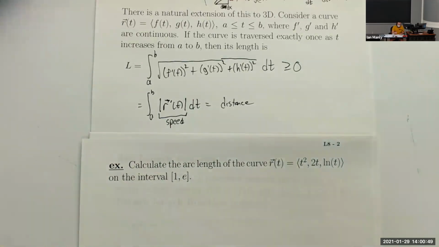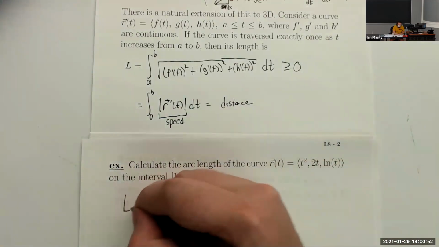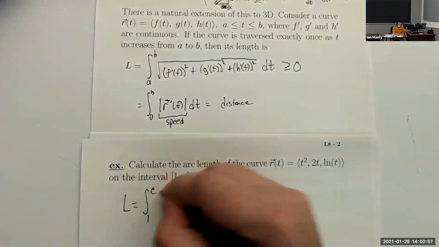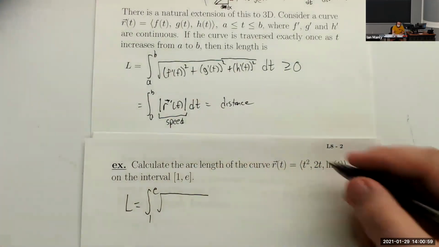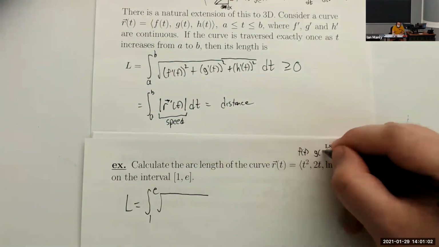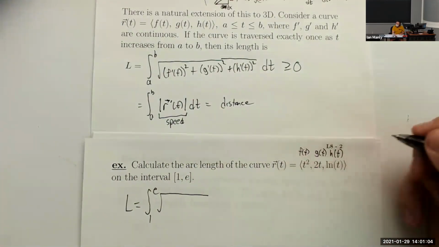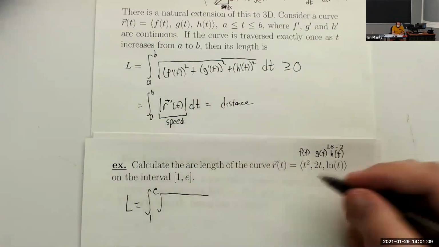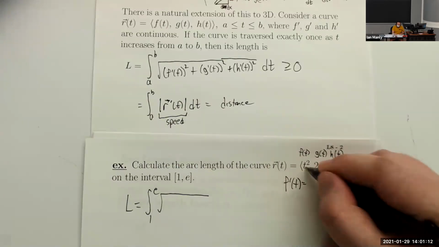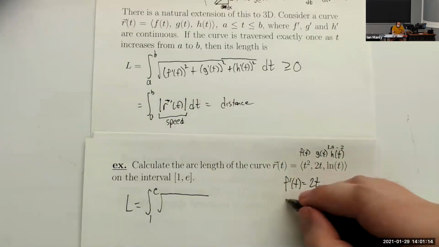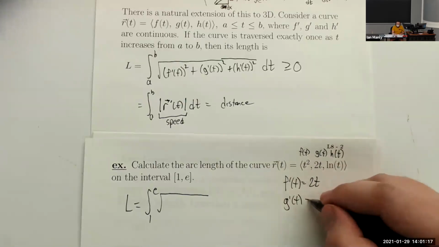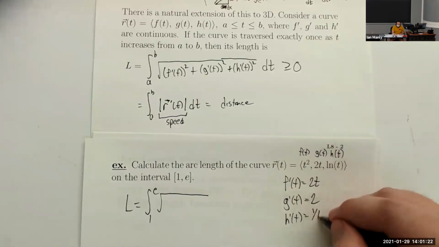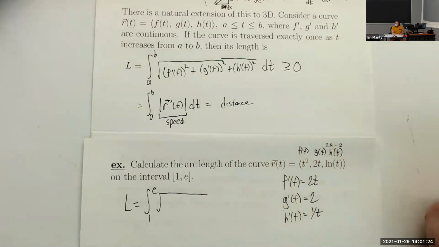All right, so let's go ahead and do this here. So we want to do our arc length. So our integral, we want to do this from 1 to e. And then we have the square root. Now, this is f of t, g of t, and h of t. So in order to use the formula up here, we need to have the derivatives of this. So f prime of t, we do a power rule and get 2t. G prime of t, we do a power rule and get 2. And then h prime of t, we do the derivative of natural log, which is 1 over t right there.